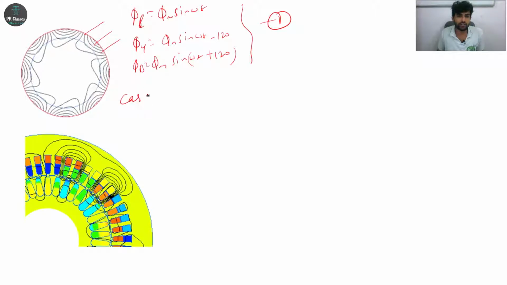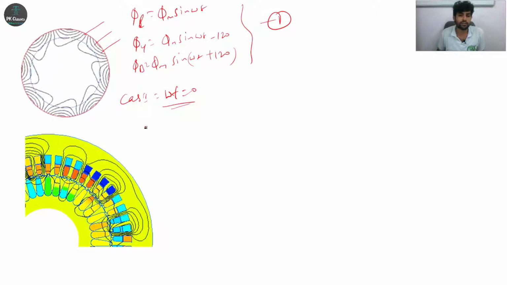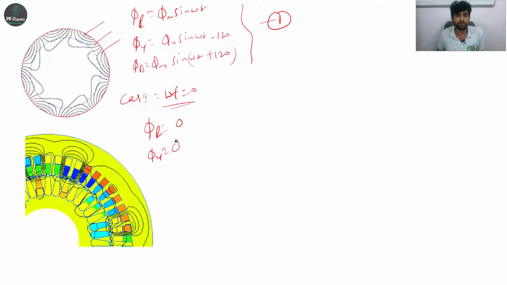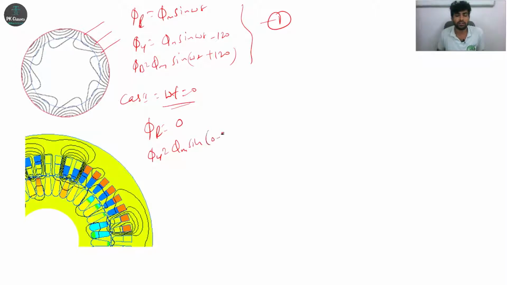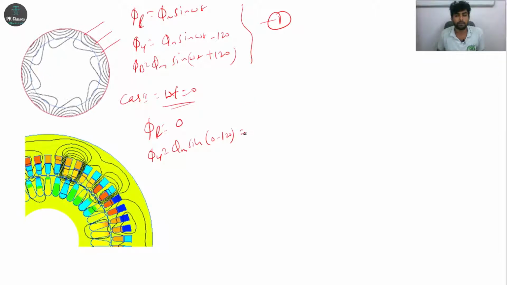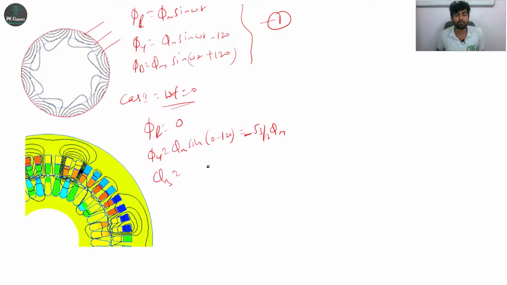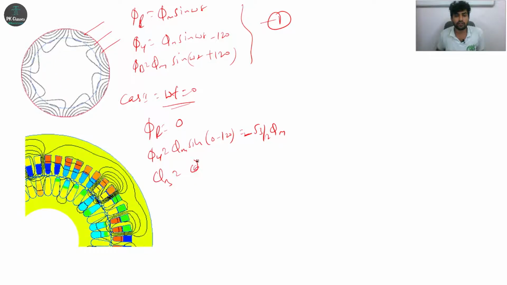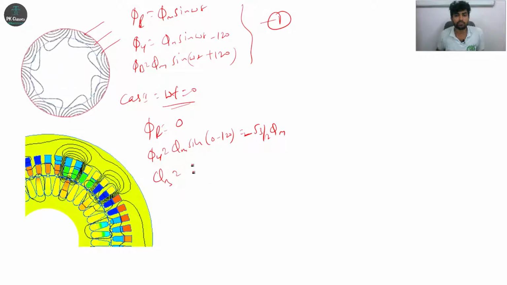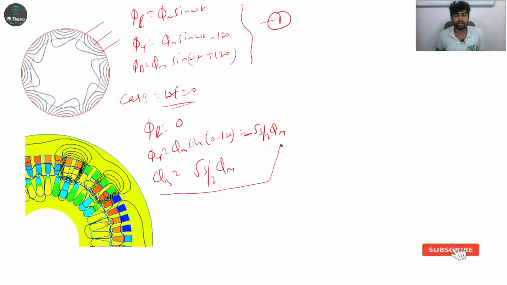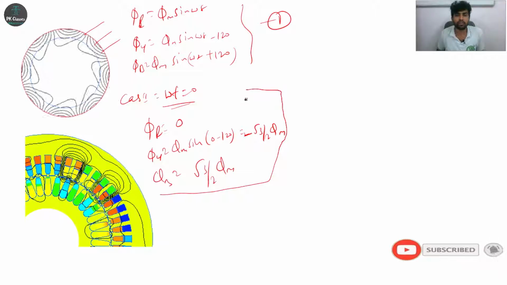So case 1: omega t is equal to 0, to find the resultant flux. So phi R, I can directly write 0. What about phi Y? Phi Y is equal to phi m sin of 0 minus 120. You will get minus root 3 by 2 phi m, right? What about phi B? Similarly, phi m sin of plus 120. You will get root 3 by 2 phi m, right? So, based on these values, we'll draw a vector diagram.